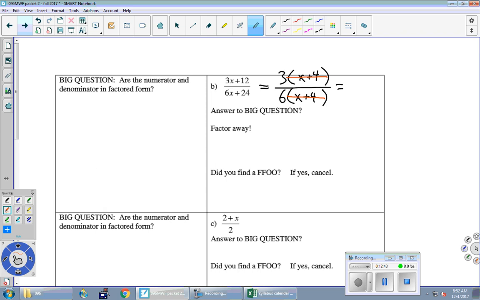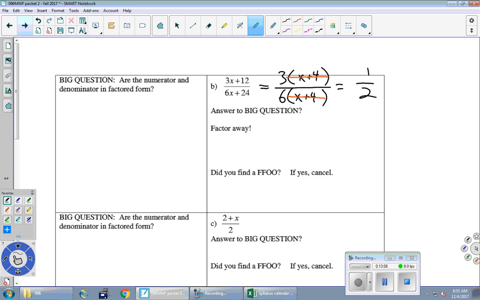But then we can actually reduce even more, because even though 3 and 6 are not exactly the same, it's just an ordinary fraction which you can reduce. And what do you get when you reduce? 1/2. And that's our answer. And 1/2 is exactly equal to 3x plus 12 over 6x plus 24. So which one would you rather work with? Well, clearly 1/2. But we don't get there until we factor. Okay.